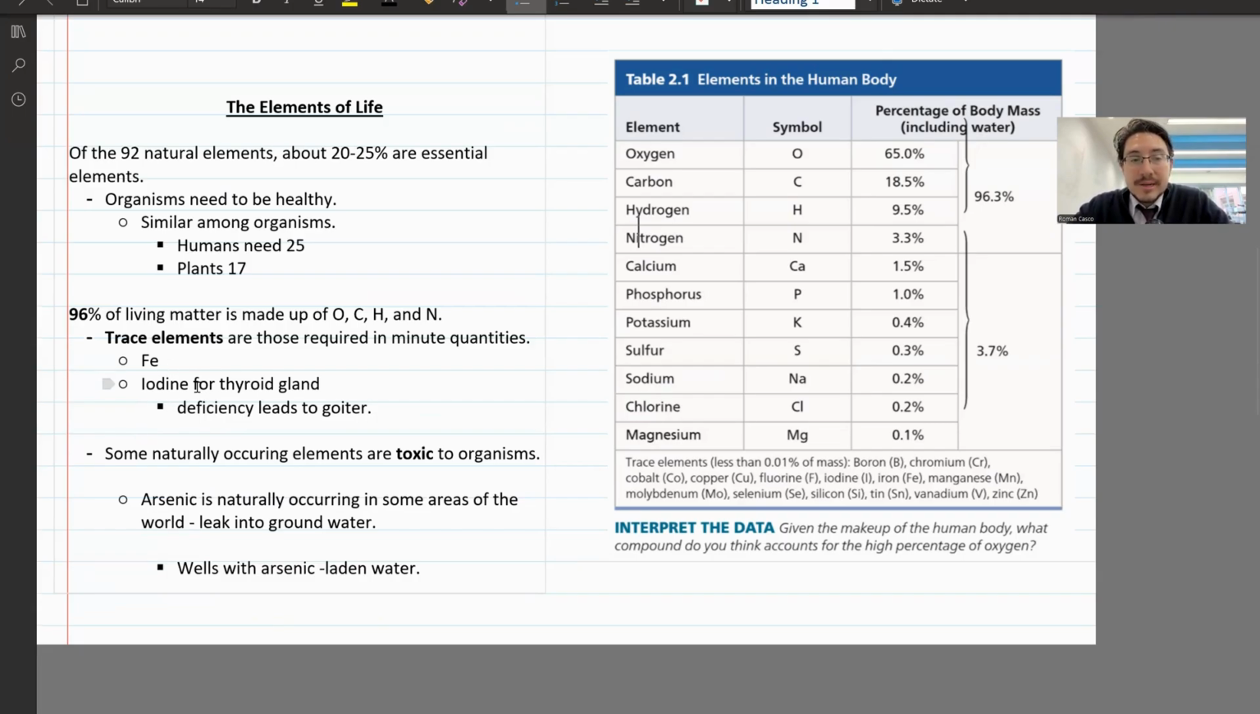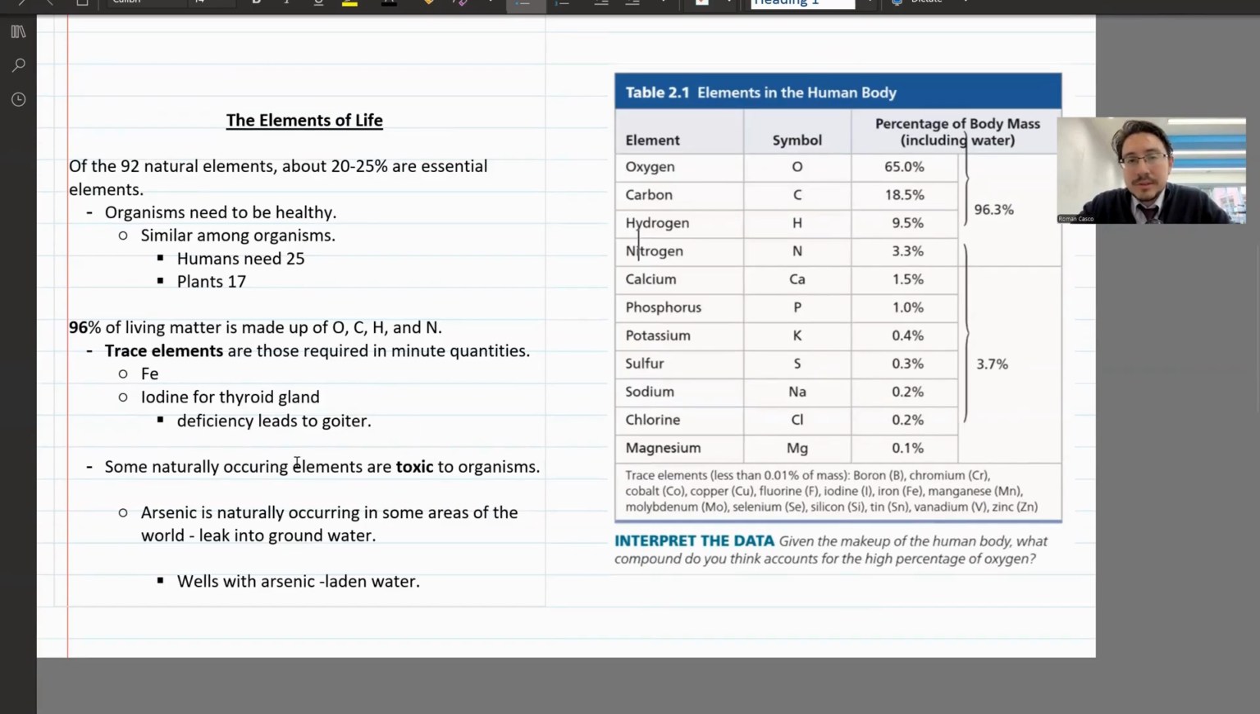Iodine, in particular, if you have a deficiency, you can have a goiter in the thyroid gland. So very important, despite the low amount that we need in the body, they're still critical for our normal development and maintenance of the body.